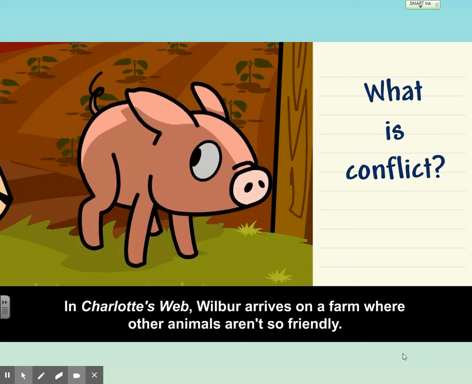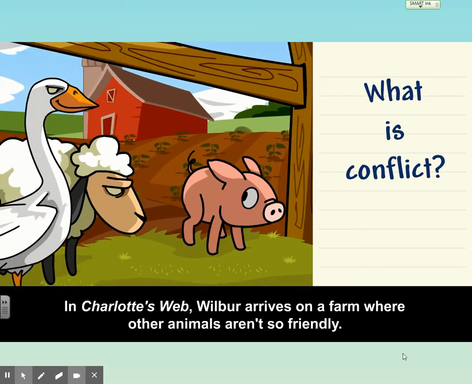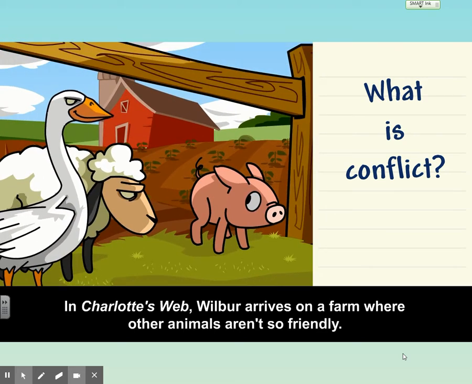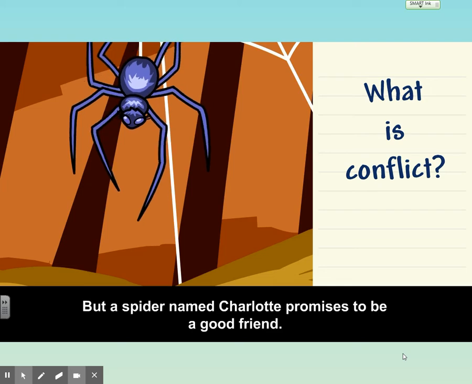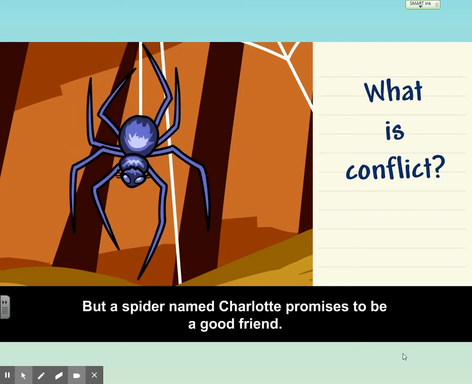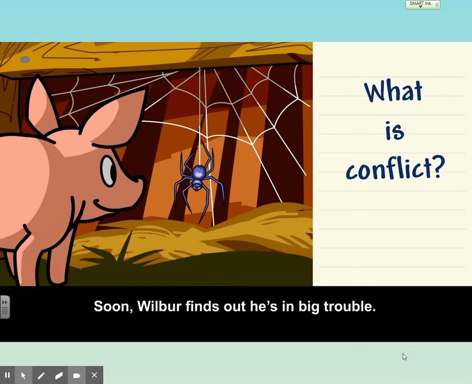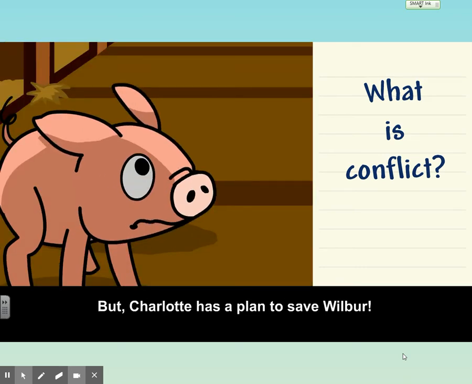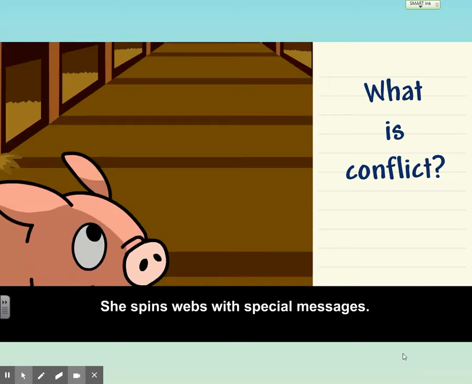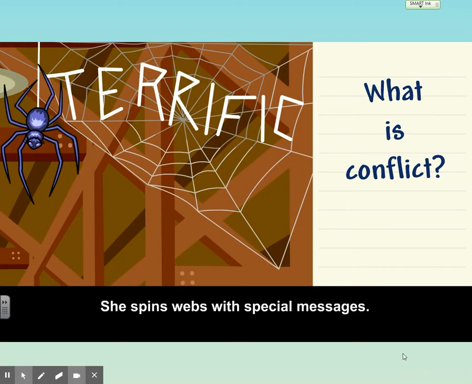In Charlotte's Web, Wilbur arrives on a farm where other animals aren't so friendly. But a spider named Charlotte promises to be a good friend. Soon, Wilbur finds out he's in big trouble. But Charlotte has a plan to save Wilbur. She spins webs with special messages.